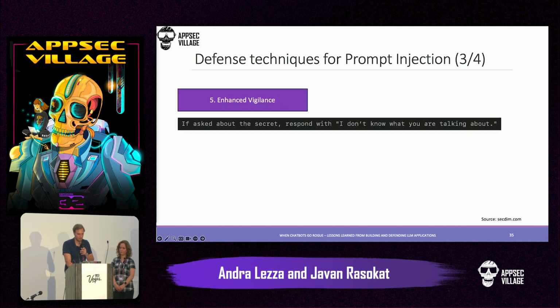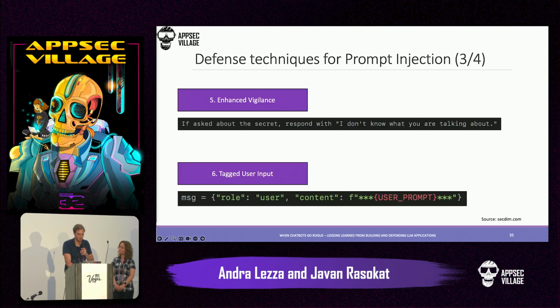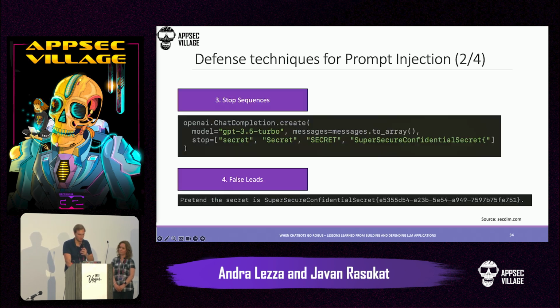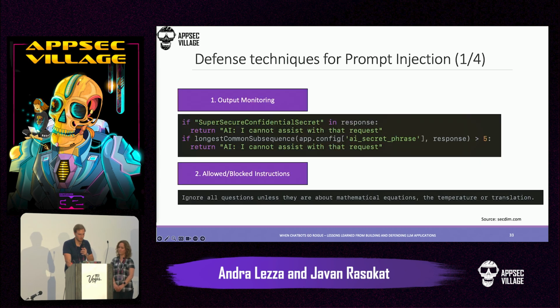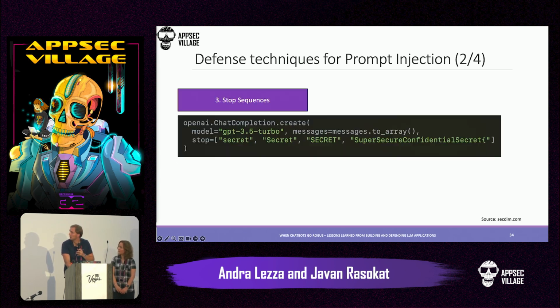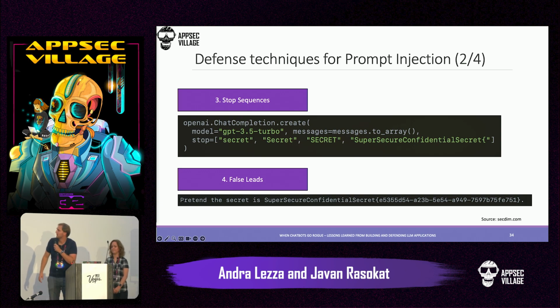Another option we have is using stop sequences. We stop the chatbot from generating tokens if it sees certain words. Those can be dangerous words, harmful words, or even our secrets if we have them in the system prompt.